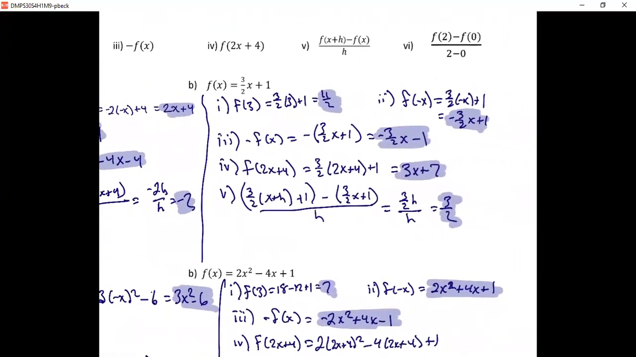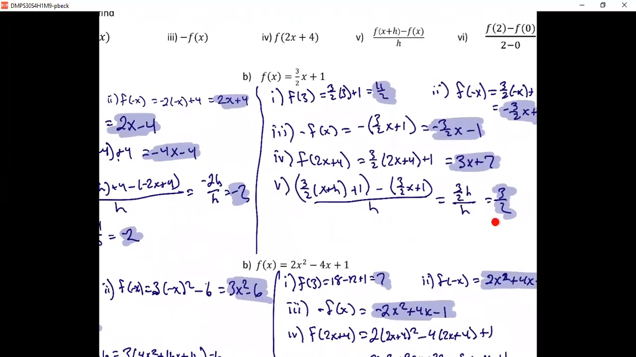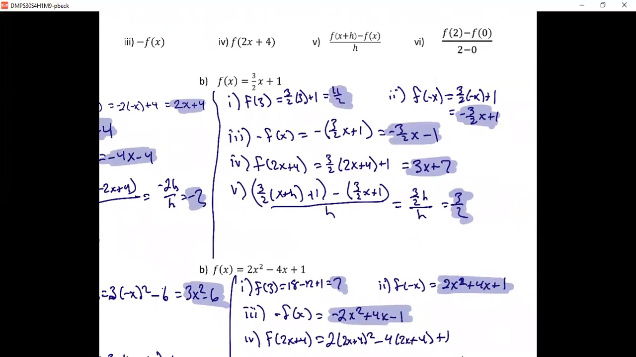Part B does the exact same thing. I don't feel like there's anything specific I need to mention, that is, 2 over the top. One of the things I will note is I told you that this difference quotient is related to slope. So the difference quotient is related to slope. And number 6 here is also related to slope.